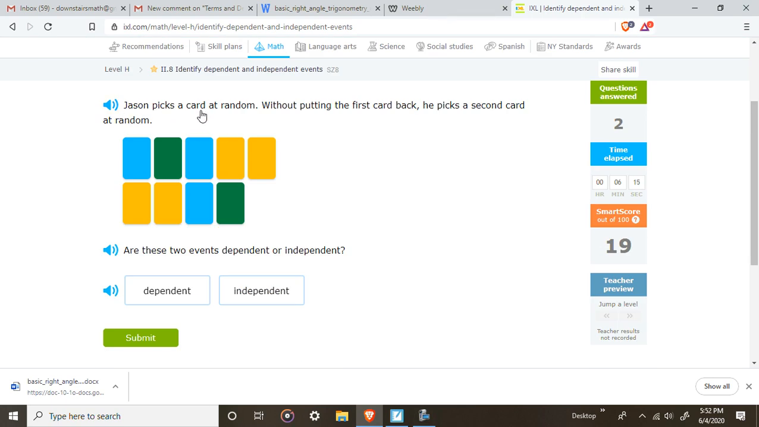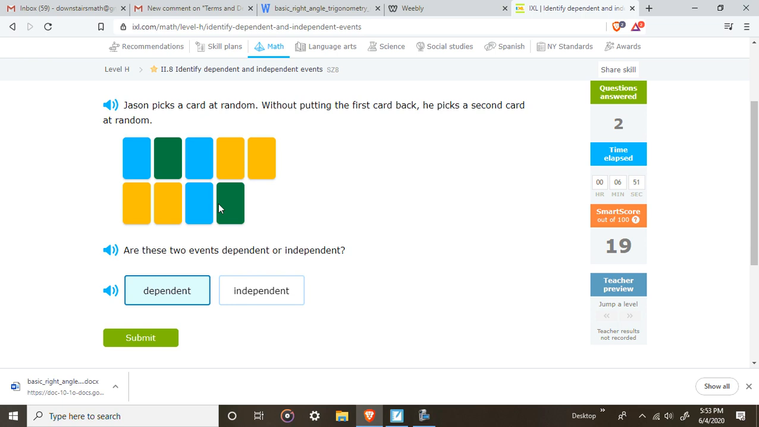Jason picks a card at random without putting the card back first. Without putting the card back, he picks a second card, okay? So these are going to be dependent because he pulled the card out, but then he doesn't put it back. On the first try, he has 1, 2, 3, 4, 5, 6, 7, 8, 9. He has 9 choices. On the second one, though, there's only 8 cards left because he chose that first one. He kept it, right?